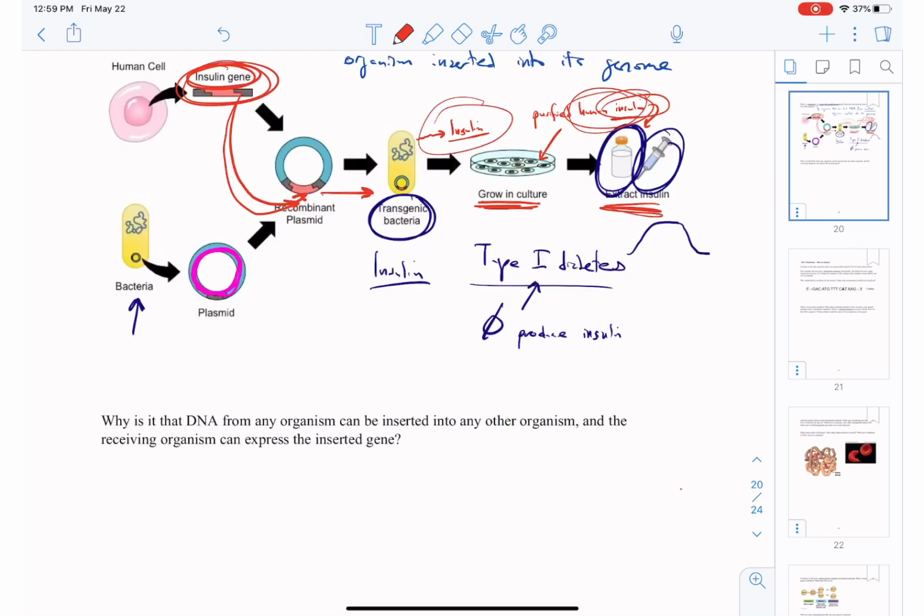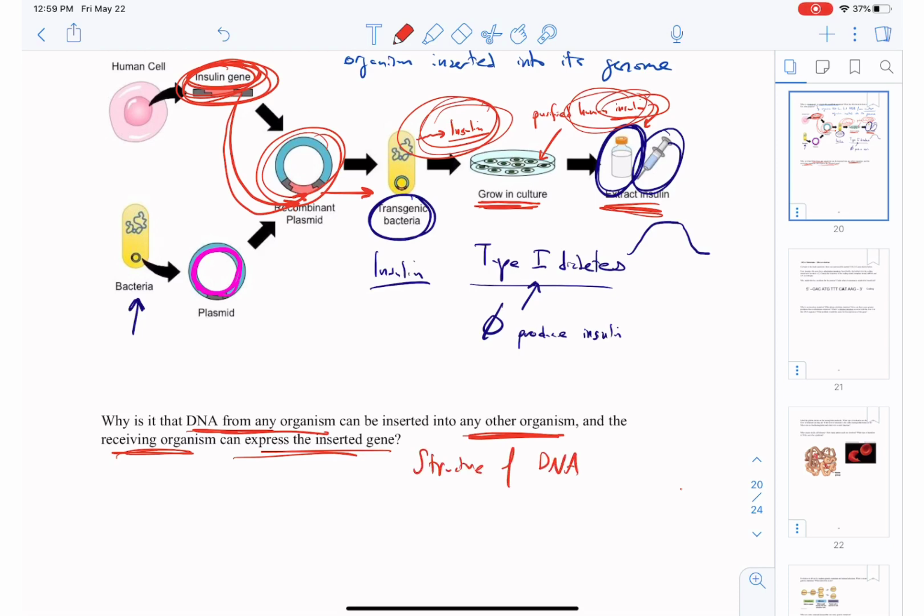And the last question I want to address is, how is it that DNA from an organism can be inserted into any other organism, and that receiving organism, the now transgenic organism, will express that inserted gene? How is it that we can take a human insulin gene, insert it into bacteria, and that bacteria will express that gene and actually produce insulin? And the answer to that, the reason we can do that, is because the structure of DNA is the same between all living organisms.